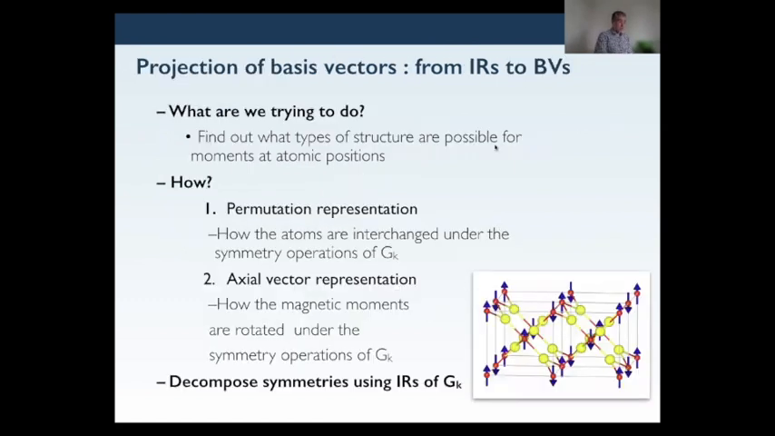The next step that we have to do is to go from irreducible representations to basis vectors. What are we trying to do? Here we're trying to work out what types of magnetic structure are possible for moments at atomic positions. There are two things that we need to be thinking of. One, how the atoms are interchanged under the symmetry operations of GK. And this creates what's called the permutation representation. And then how magnetic moments are rotated under the symmetry operations of GK. And this is called the axial vector representation. And we're going to take those overall symmetries and decompose them, looking at them in terms of the irreducible representations of GK.